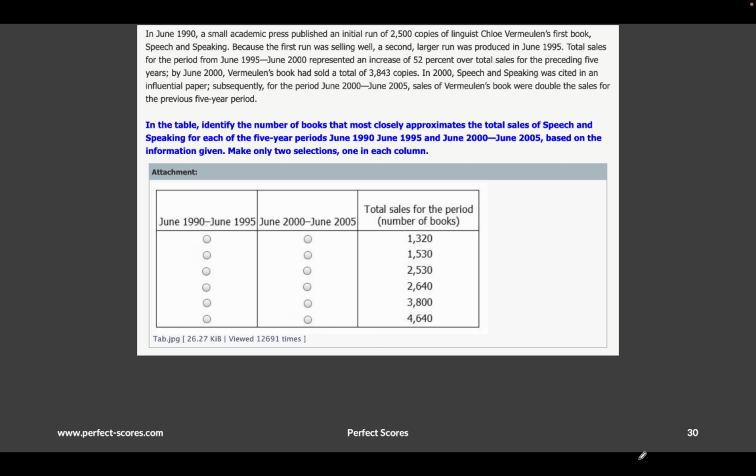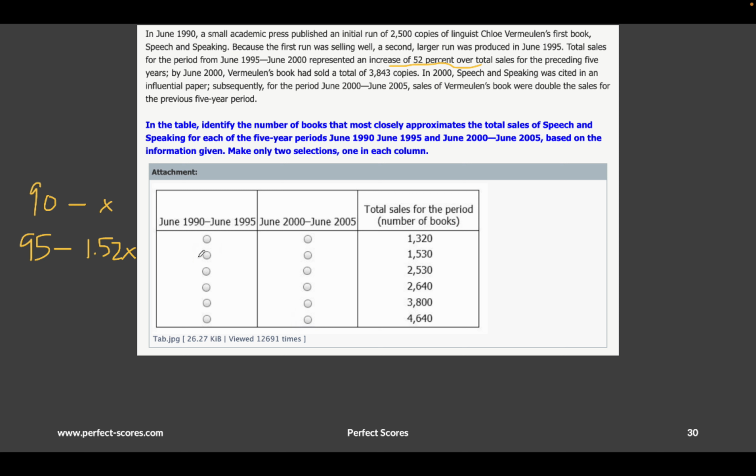So this question says that again, we're going to get rid of the clutter here, right? In 1990 till 95, 2,500 copies were published. That doesn't mean they were sold, right? So let's assume that X copies were sold. By the period 1995, there was a 52% increase over sales. So by 95, the number of sales was 1.52x, because if something increases by 52%, it becomes 1.52 times itself, right?